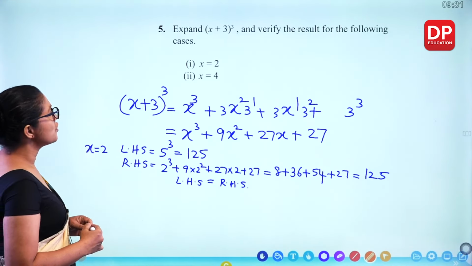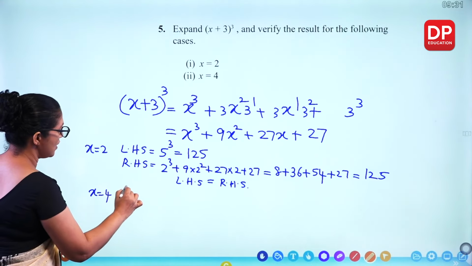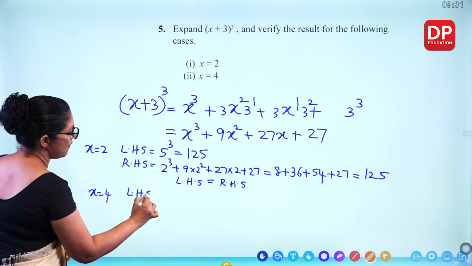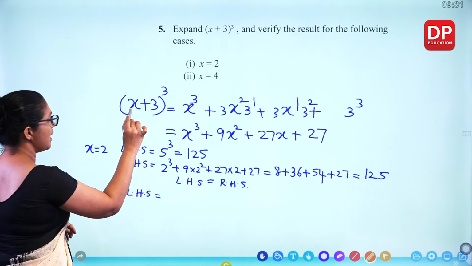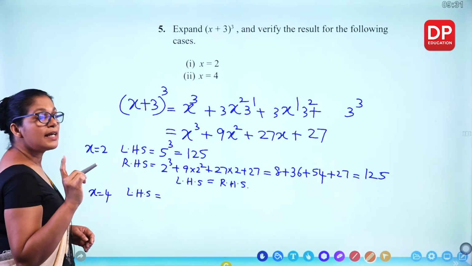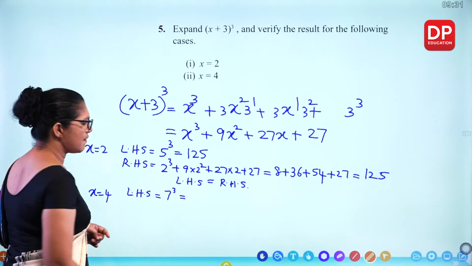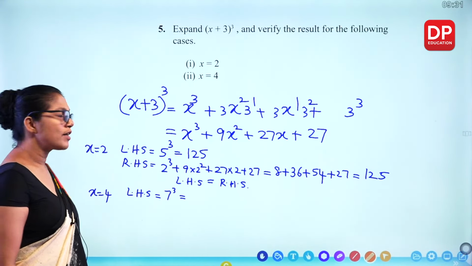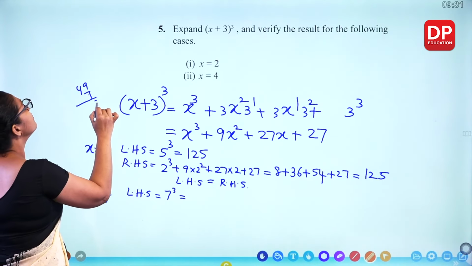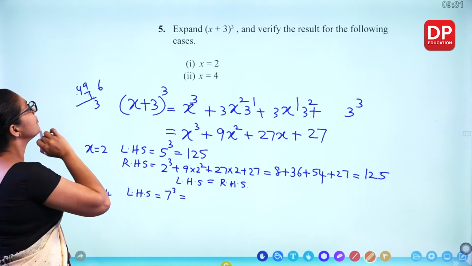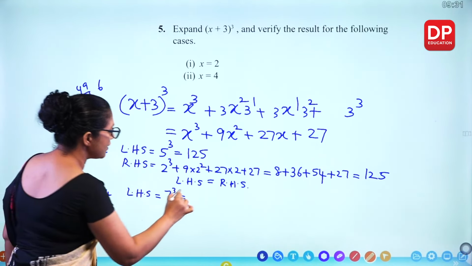Now you have to substitute x equals 4. For x equals 4, same thing you have to do. Left hand side becomes 4 plus 3, 7. 7 to the power 3. So what is 7 to the power 3? 7 times 7, 49. 49 times 7. What's the answer? 343.